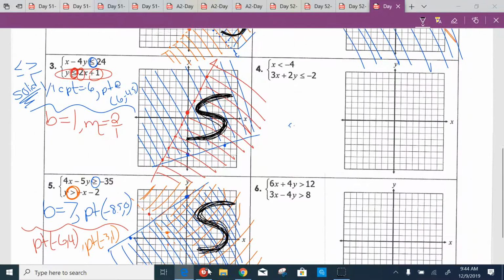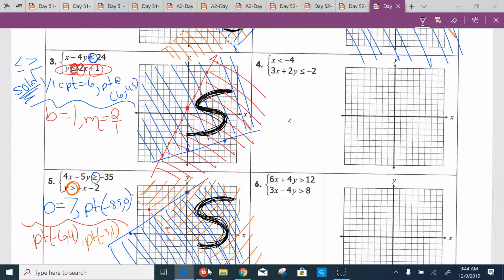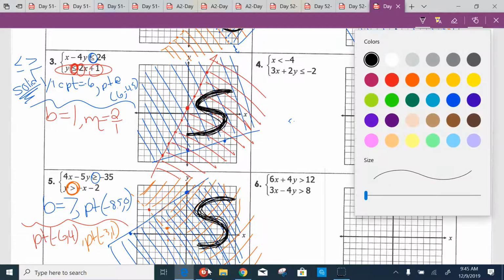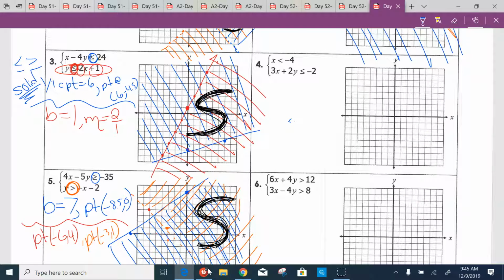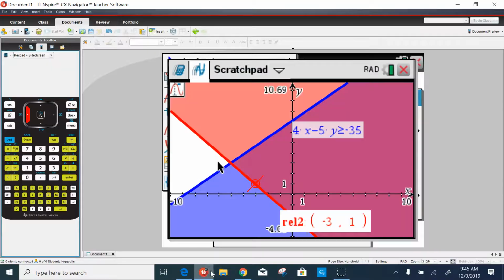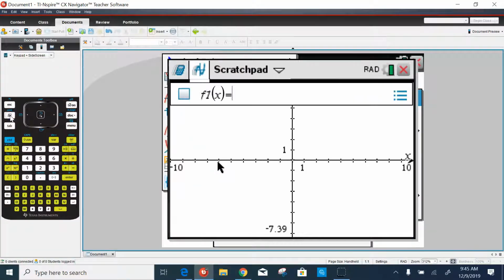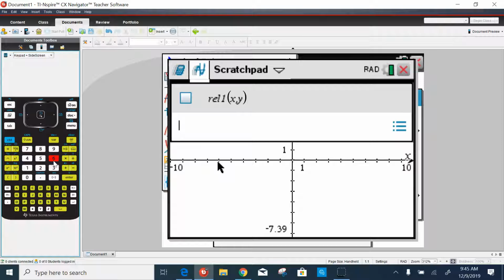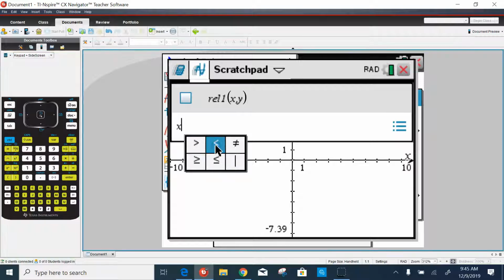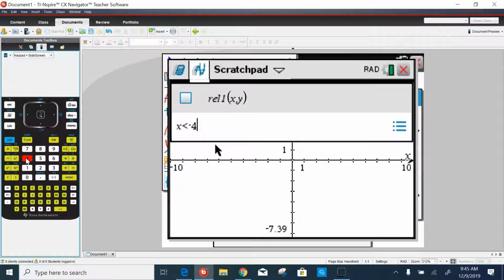Moving on to number 4. This one we have a nice interesting little change. So I'll go ahead and start with my very first expression, which is x is less than negative 4. So to graph that, I'll use my calculator to show you how that looks, since you guys will be doing most of this on the calculator anyways. So delete relation, x is less than negative 4, enter.